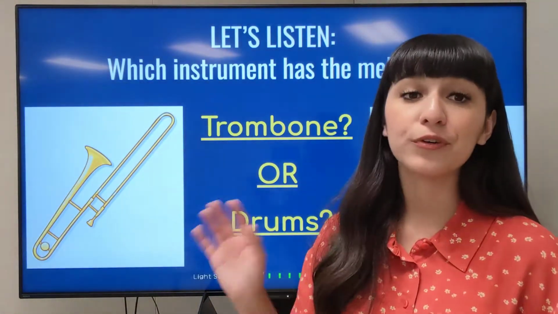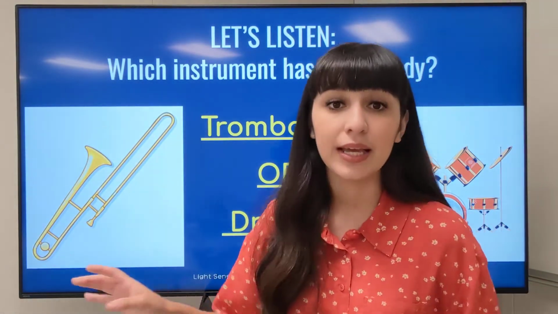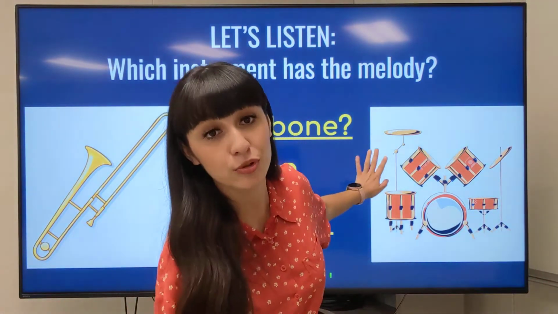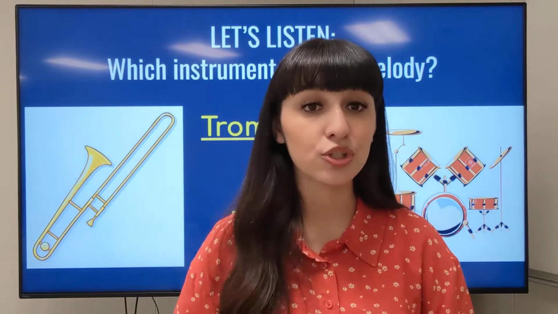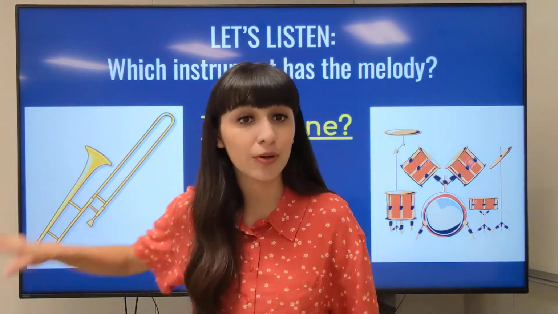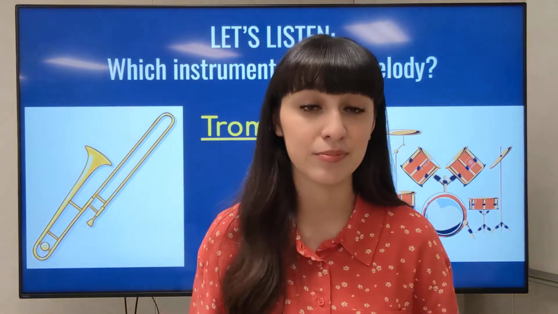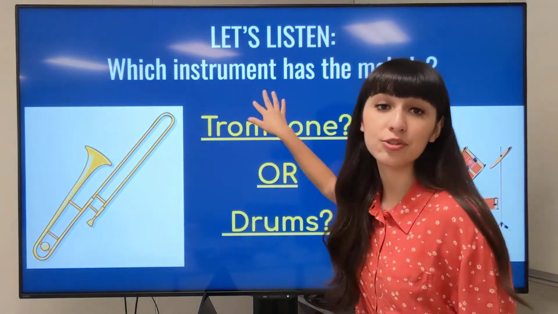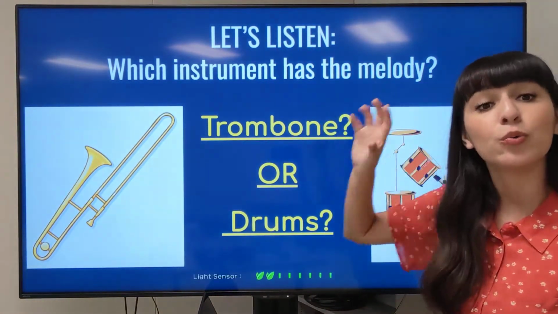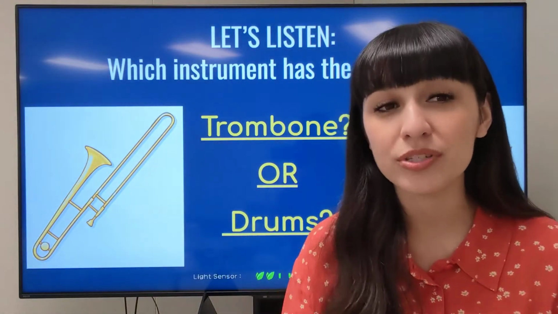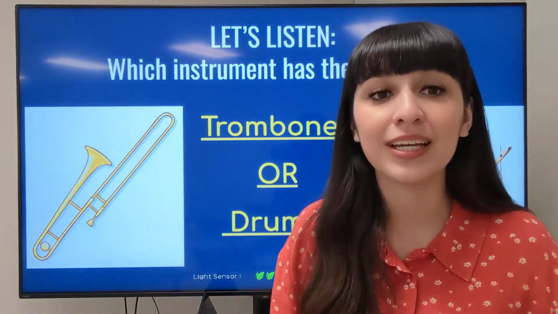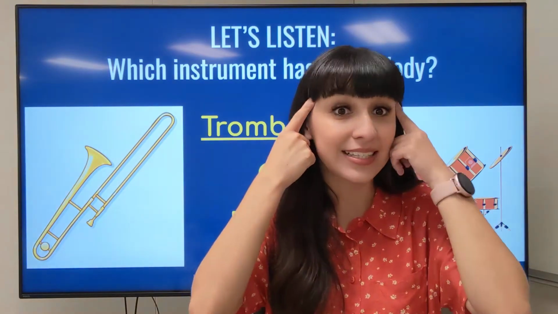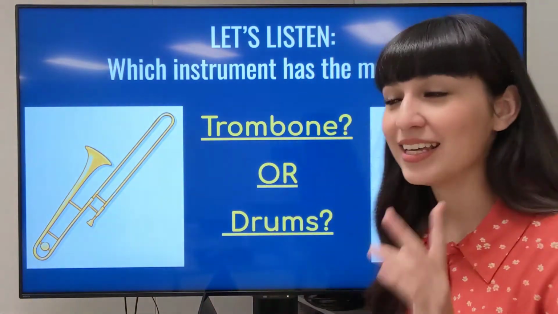All right, so the first thing that we're gonna listen to is a trombone and some drums. We're gonna listen to a very, very short clip where you have the trombone and the drums and they're gonna be playing at the same time. And I want you to decide which instrument has the melody. Which instrument has the most important part? Which instrument has the part that gets stuck in your head? All right, scholars, let's take a listen.